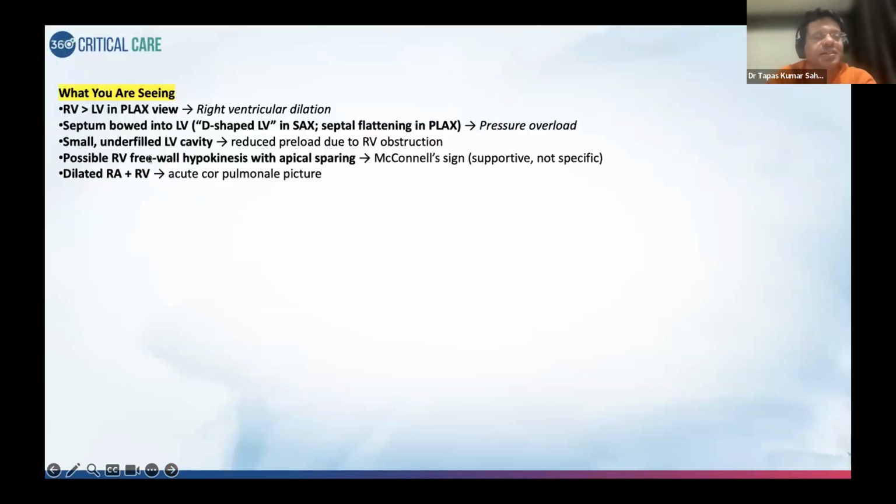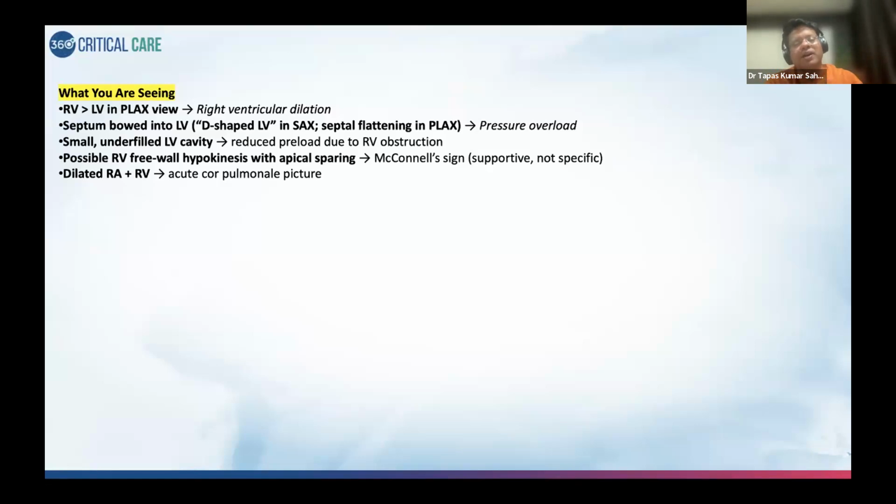The right ventricle is actually dilated compared to the left ventricle in the plax view. So right ventricular dilatation, septum bowed into the left ventricle, D-shaped LV in the short axis, septal flattening in the parasternal long axis. That would be concluding as we are dealing with pressure overload. Now, small underfilled LV cavity, reduced preload due to RV obstruction. Clear? Possible right ventricle free wall hypokinesis with apical sparing.